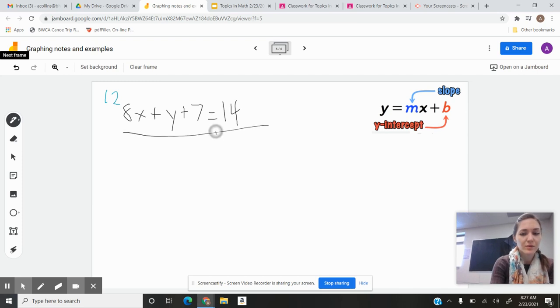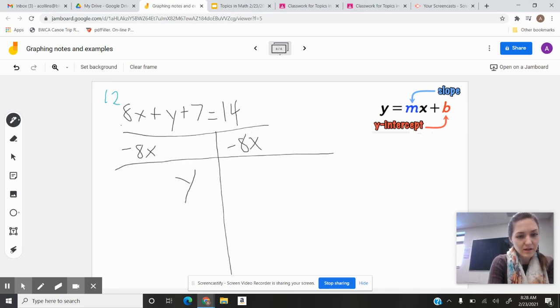All right, number 12. Same thing. We want to get this y by itself, but we have an 8x in the way, and we have a +7 in the way. All right, so I'm going to cancel them out on this side, but whatever I do to this side, I have to do to that side to keep this equation balanced. So I'm going to go ahead and start by getting rid of this 8x. It's a positive 8x, so I'm just going to subtract 8x. And if I do it to that side, got to do it to this side.